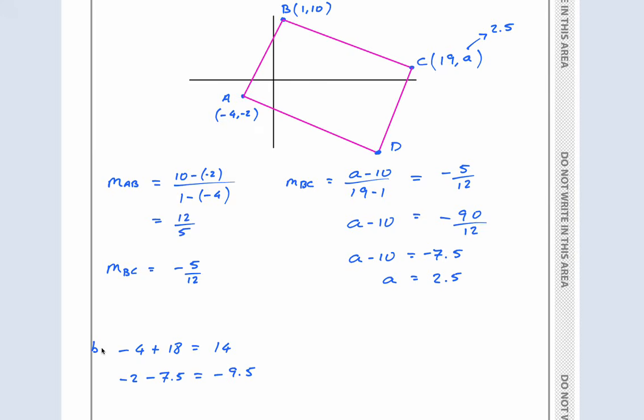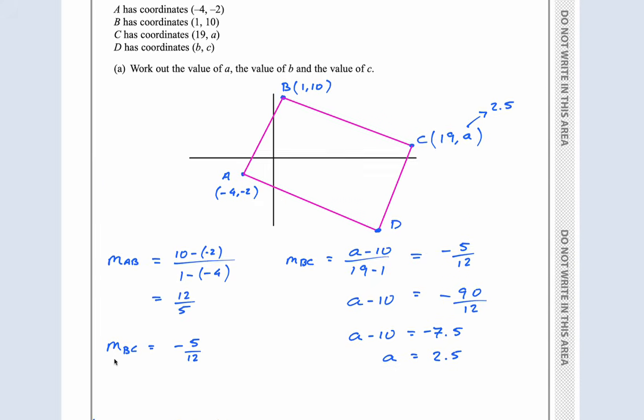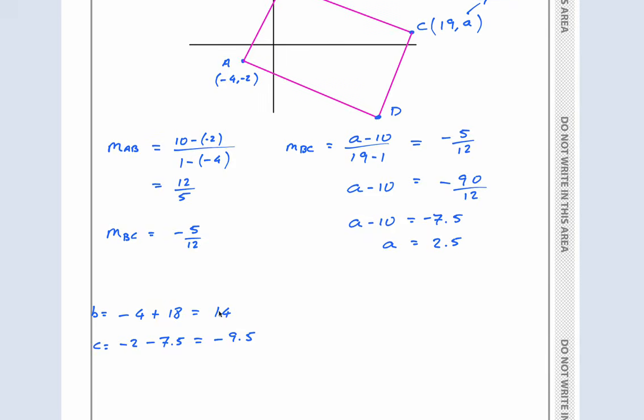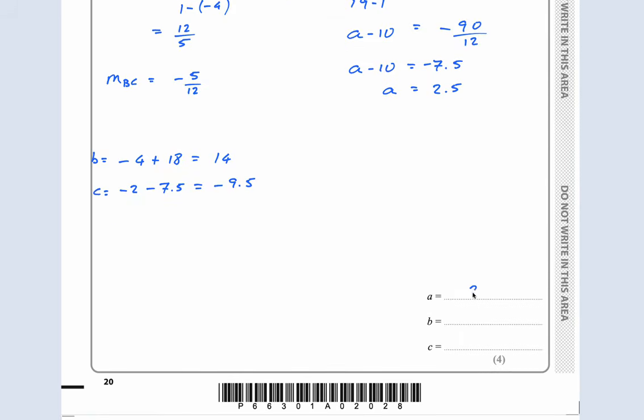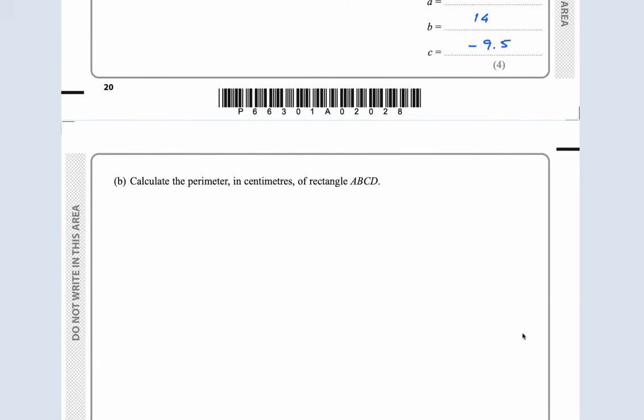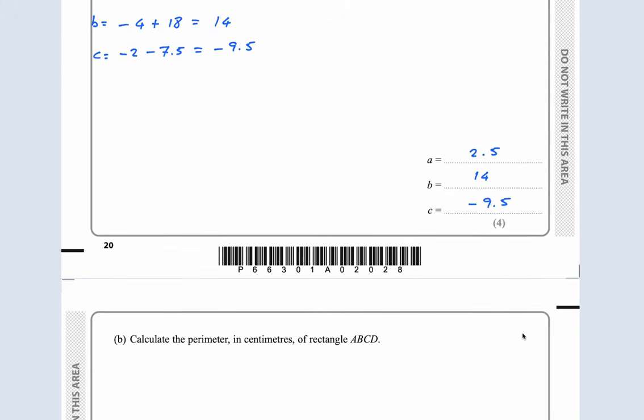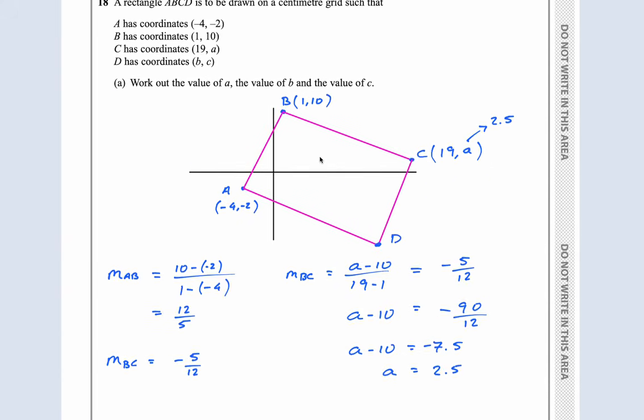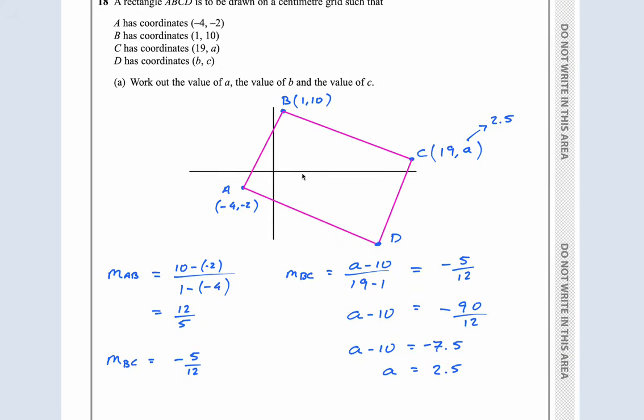So b equals this and c equals this. So 2.5 for a, 14 for b, and minus 9.5 for c. Okay, tricky question. Then it says calculate the perimeter in centimeters of rectangle ABCD. Okay, so now I have the coordinates.